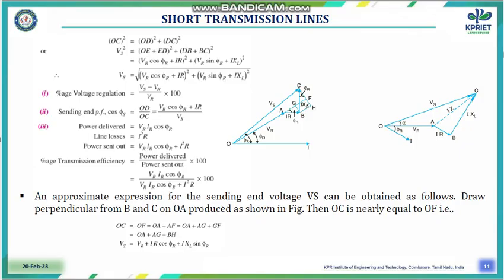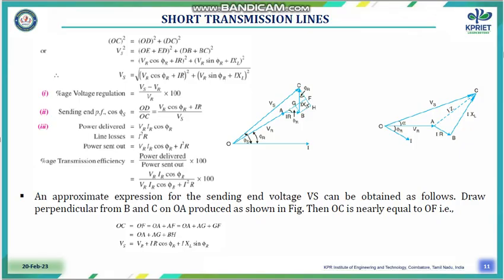We always consider the voltage as the reference, that is the receiving end voltage. With the load side angle we can find the voltage and the current received from the sending end. This is the phasor diagram. The voltage is the reference, and this is the receiving end current. In the case of a short transmission line, the receiving end as well as the sending end current are the same.